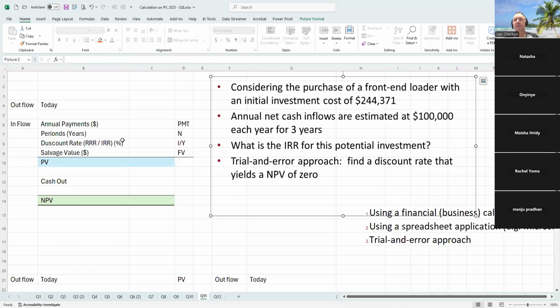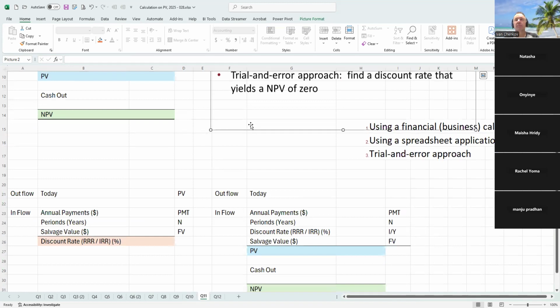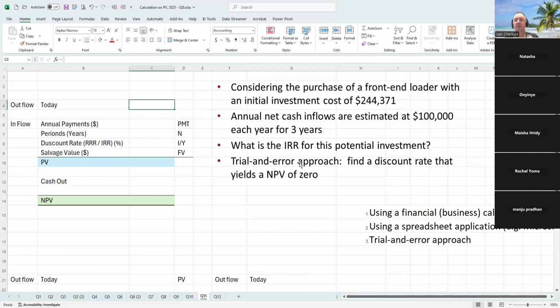Well, obviously, we have to start applying the formula. Which formula are we going to apply? The formula that's going to bring us to zero. If my initial investment is 244,371, correct? I'm going to get $100,000 over the 3 years. I don't know the interest rate. And I know the future value is zero, no salvage value.